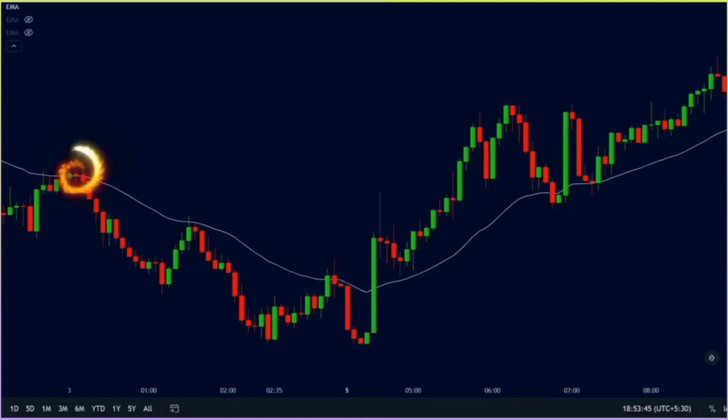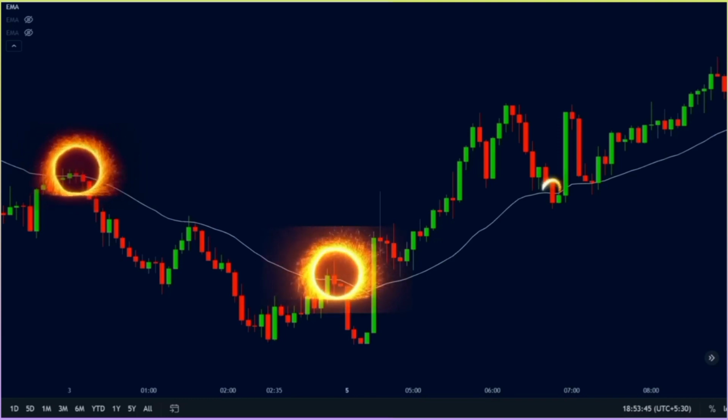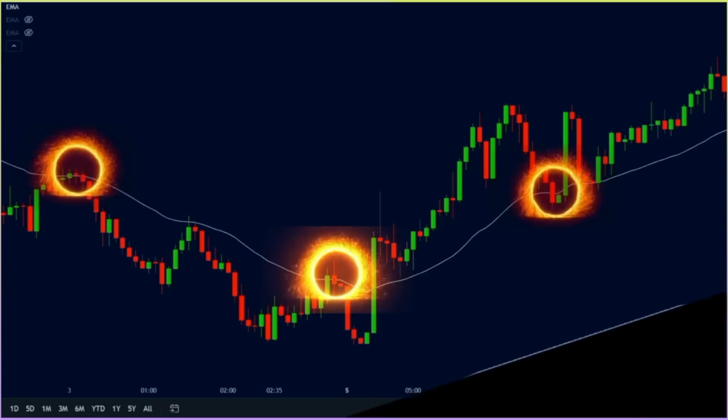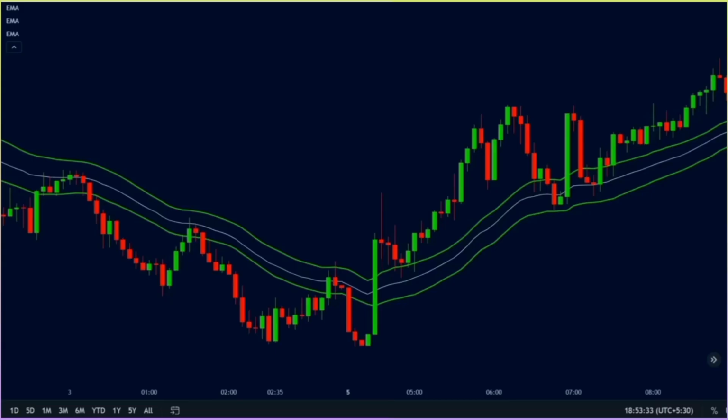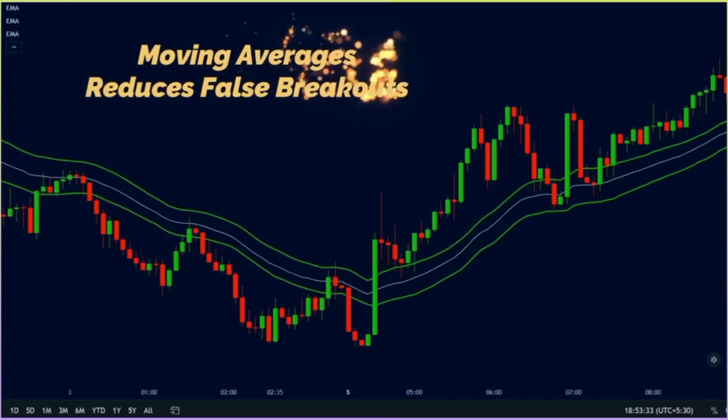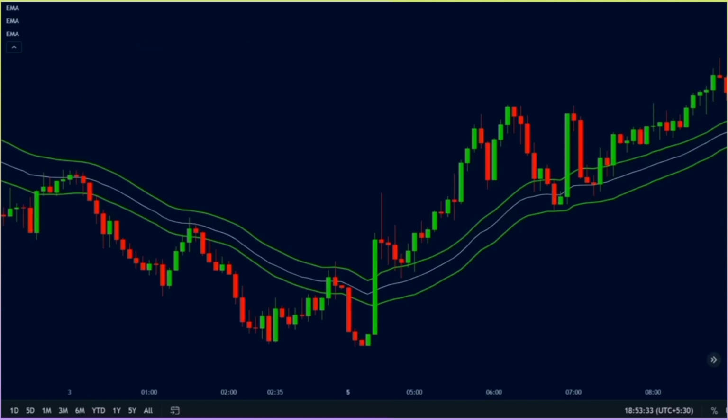If you use only one moving average line, you will see a lot of fake breakouts. Most traders find it confusing, especially beginners. These moving averages act as a channel or zone, holding the price within the channel. It reduces false breakouts, and allows you to enter trades after the price breaks through channels.